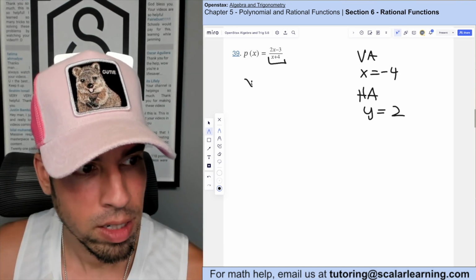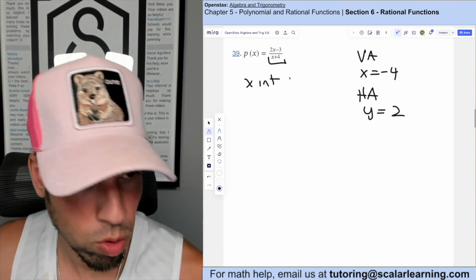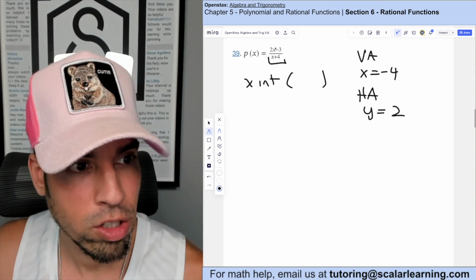Now, when we're trying to find the x-intercepts, it's where does the numerator zero out?